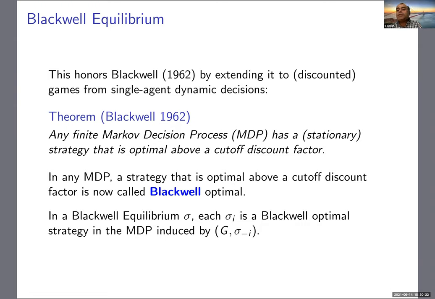So in a Blackwell equilibrium sigma, each sigma i is a Blackwell optimal strategy in the non-finite MDP introduced by the game G and the strategies of the other players, sigma minus i, right? So it's not finite, and we have to find simultaneous Blackwell optimal strategies, one per player.